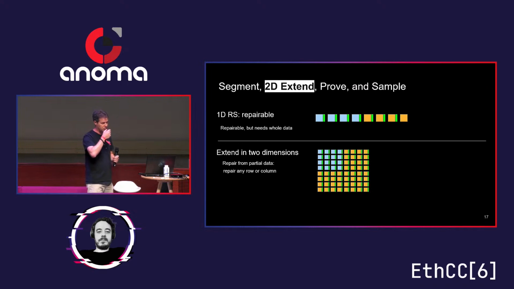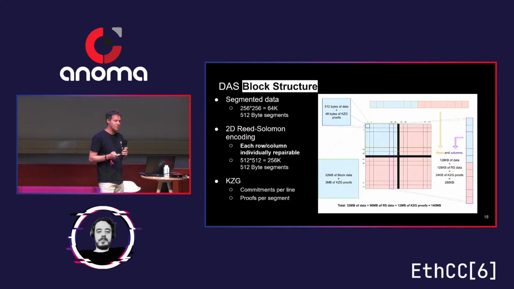You can do a 2-dimensional Reed-Solomon encoding, a 2-dimensional extension, which has this property, which I'm not going into too much detail on, that you can repair from partial data. So you can repair any row or any column on that structure below. And so you just sample, and if something is missing, a row or a column can be repaired. Now I know this was very fast, and there's more.